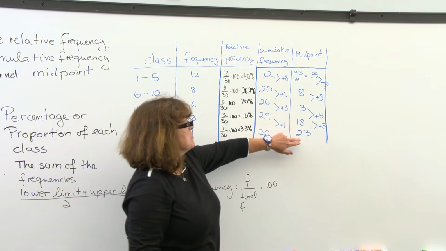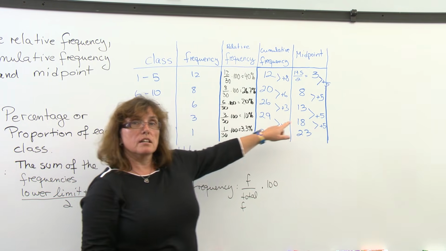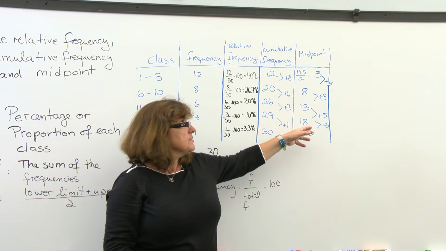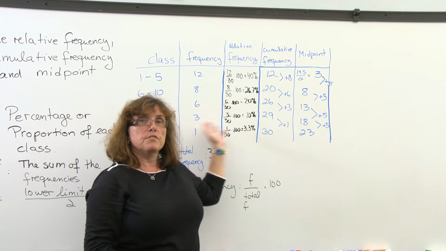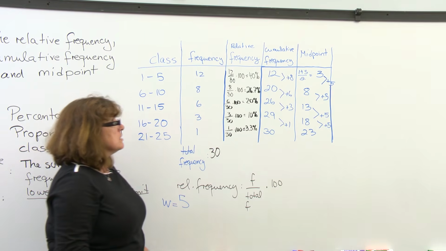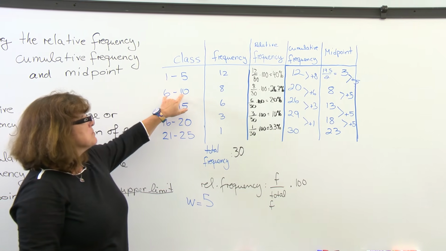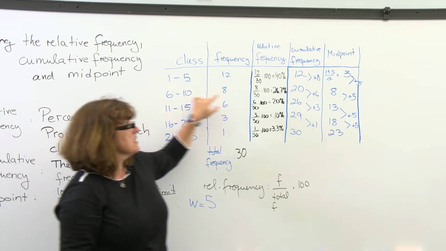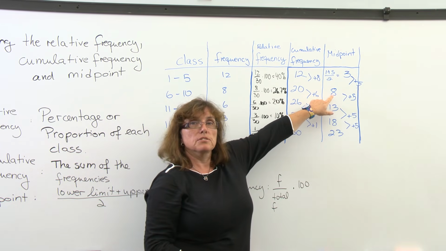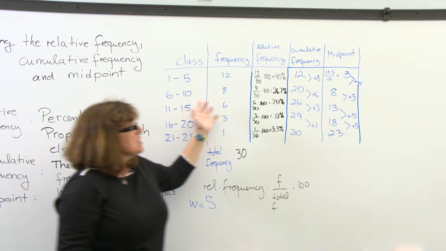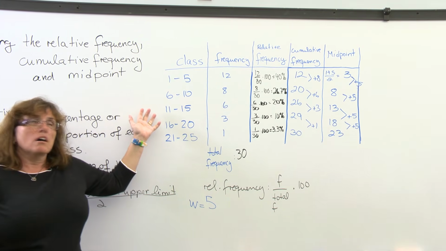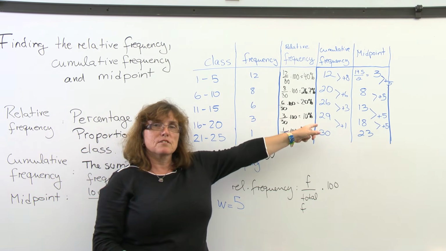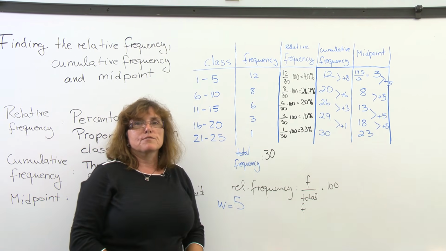So these are our midpoints for each class, and again we're using the midpoint for finding the mean and the standard deviation and the variance of a frequency table. Now you can also find the midpoint if you don't want to use the width by adding 6 plus 10 is 16, divide that by 2 and you get 8 as well. So this is one example of how to find the relative frequency, the cumulative frequency, and the midpoint of a frequency table.